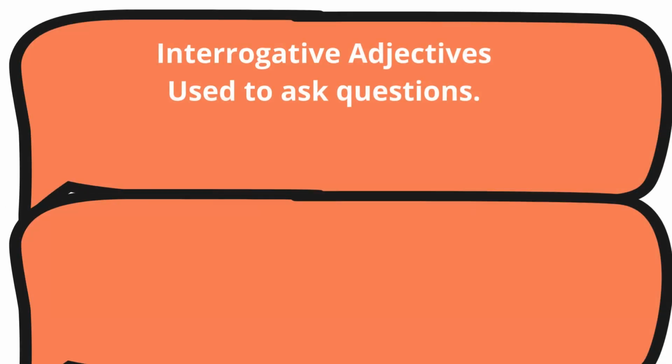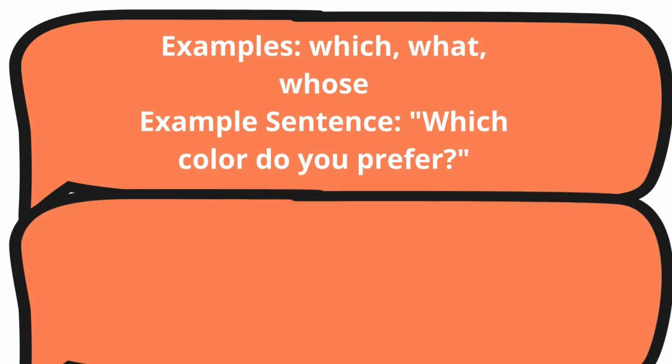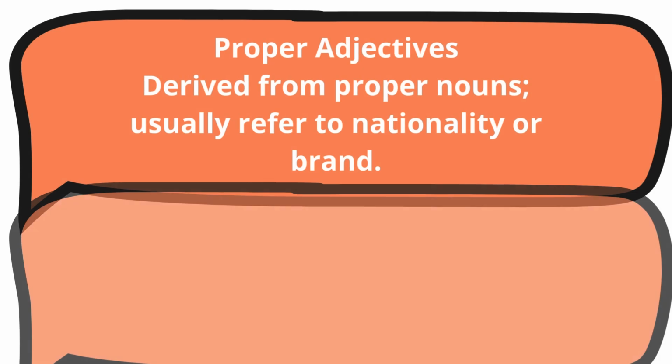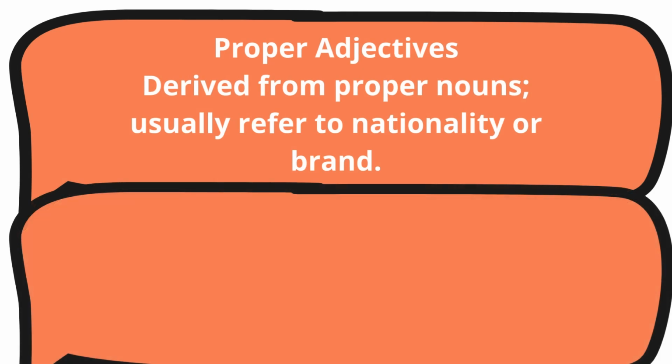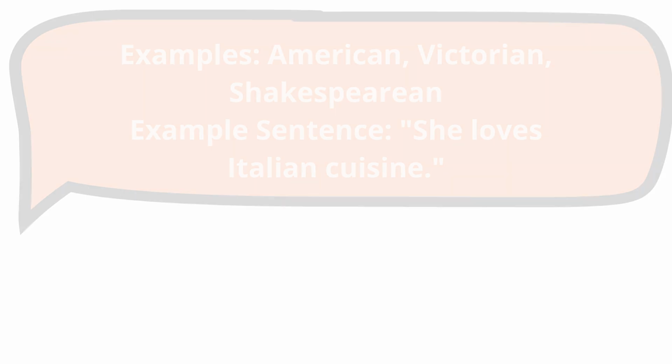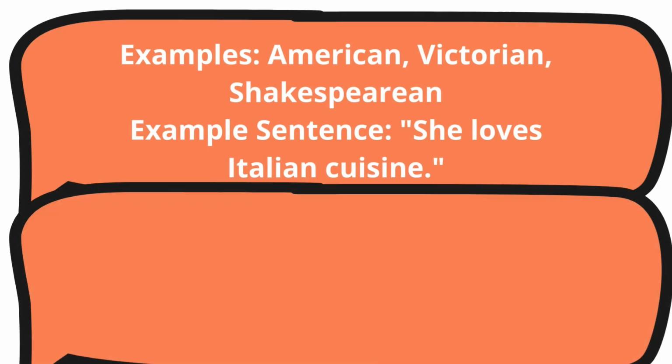Interrogative adjectives are used to ask questions. Examples: which, what, whose. Example sentence: which color do you prefer? Proper adjectives are derived from proper nouns and usually refer to nationality or brand. Examples: American, Victorian, Shakespearean. Example sentence: she loves Italian cuisine.